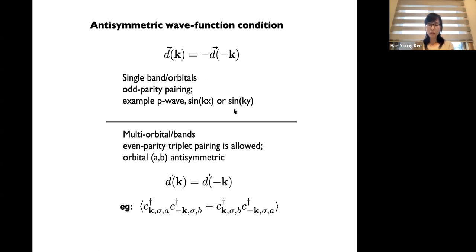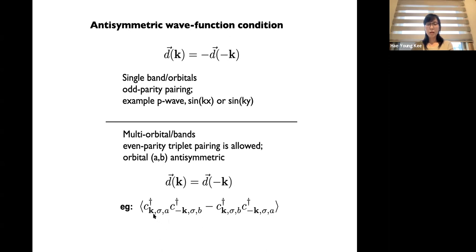But since we have multi-orbital, we have multi-band. In fact, another thing that is allowed is even parity triplet pairing. In other words, I have an additional degree of freedom, which is orbital now. Let's call the orbitals A and B, and we can make the pairing antisymmetric. Here is an example: if I switch B and A, I get a minus sign. So this is antisymmetric under the exchange of the AB orbitals.